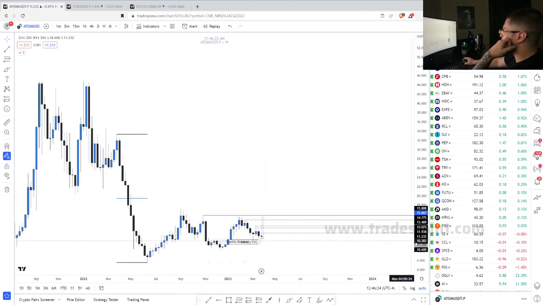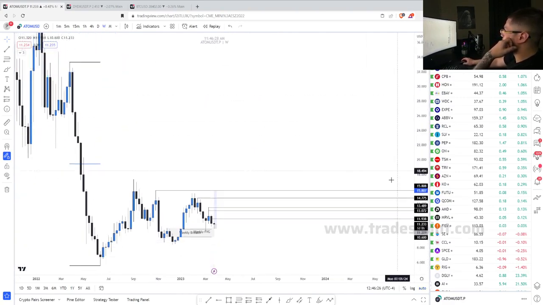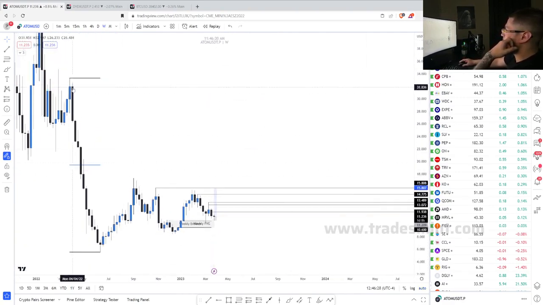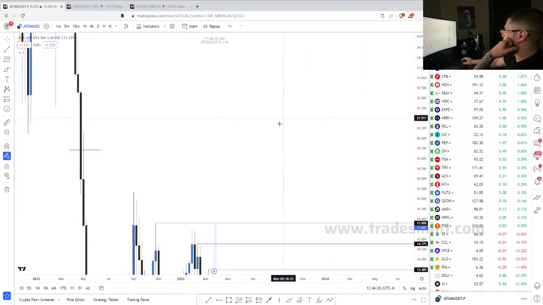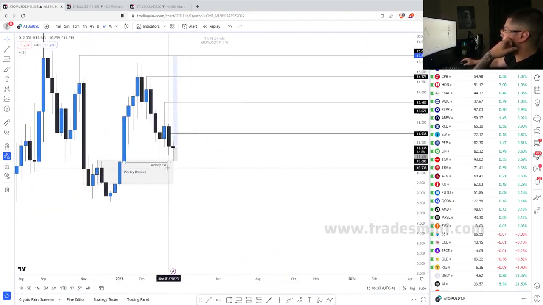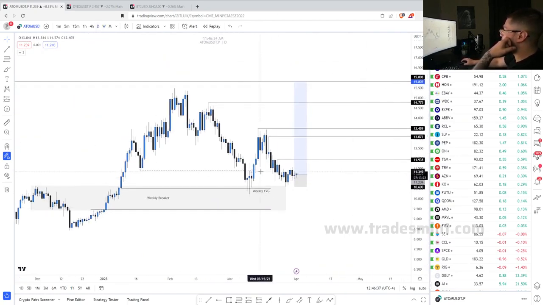Looking at the weekly, we have a bearish range, right? Market's shifted over here. We had a weekly fair value gap and a breaker right here. Price tapped into it. Price shifted right there. And now we traded back down into this order block. I went a little deeper than I'd like, but I still like the setup.